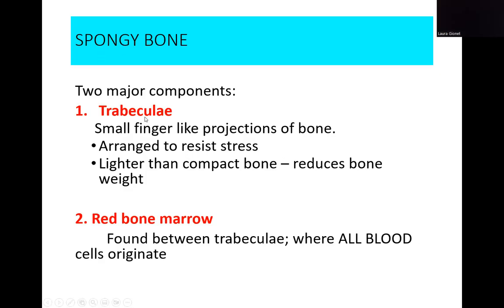Okay, so spongy bone has two major components to it. We have the trabeculae and the red bone marrow. The trabeculae are the finger-like projections of the bone, the hard part, the more resistant matrix that we looked at in rings in compact bone. Well, in spongy bone, it's going to look like lattice fencing or a honeycomb kind of an appearance.